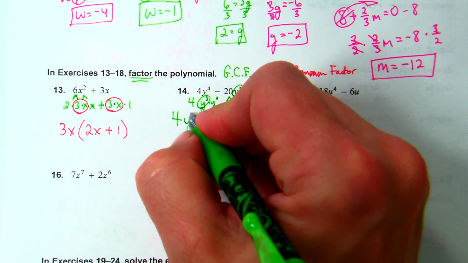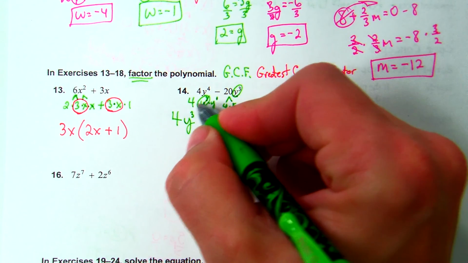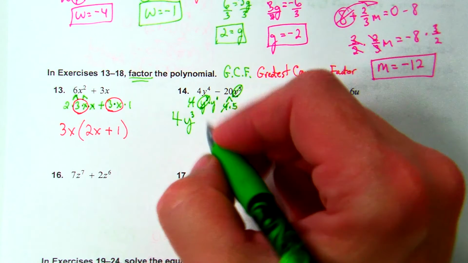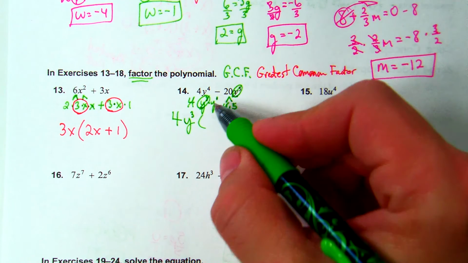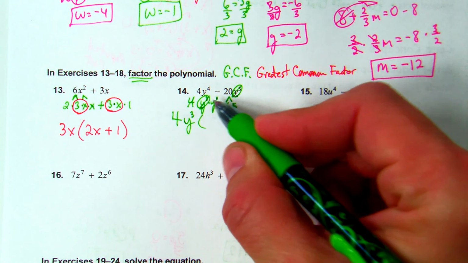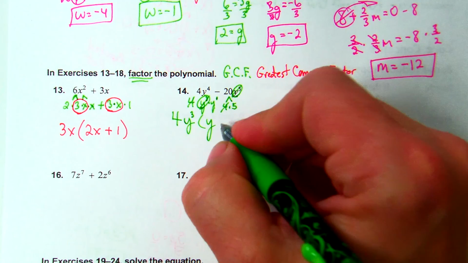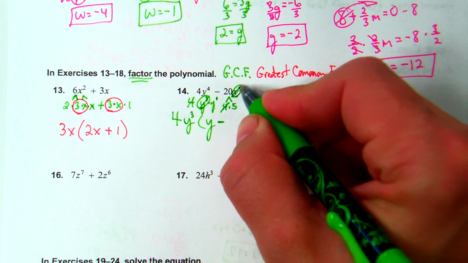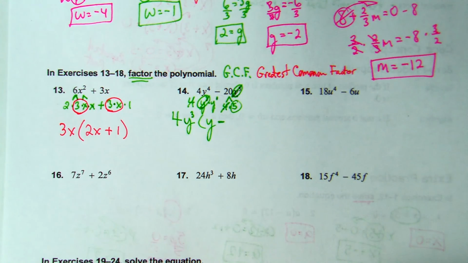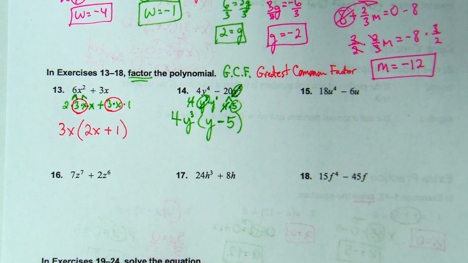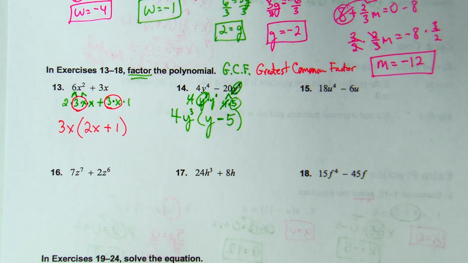So now, if I pull a 4y to the third out of both of these, then what's left? Well, in the first term, I'm left with y to the first. I took the 4 out, I took the y to the third out, and I'm left with y. And then in this one, because I took the 4 out, and I took the y to the third out, what's left? A 5. Okay, so if you're looking at those factors of each term, that's going to help you find the greatest common factor.